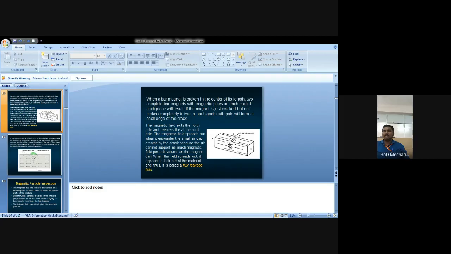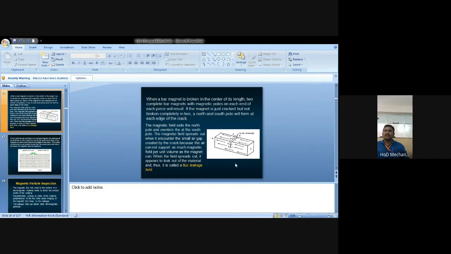If the permanent magnet is cracked in the middle, where the break occurs, that edge will act like a south pole, opposite to the north pole. And the right side of the magnet's broken edge will act like a north pole, opposite to the south pole.